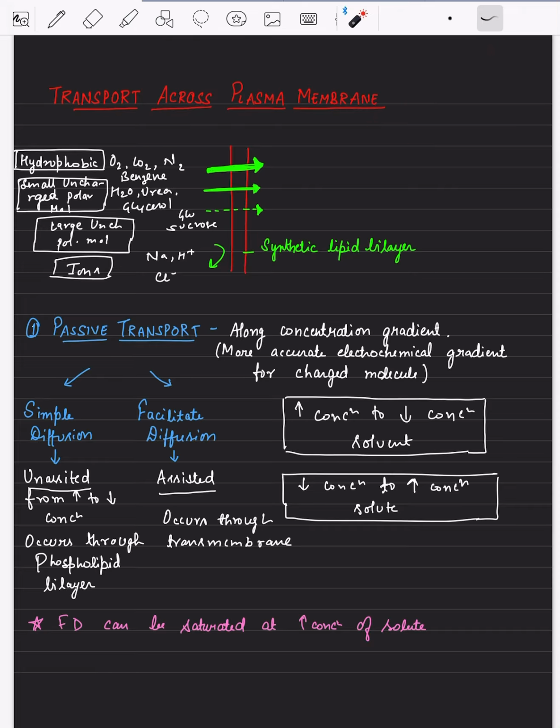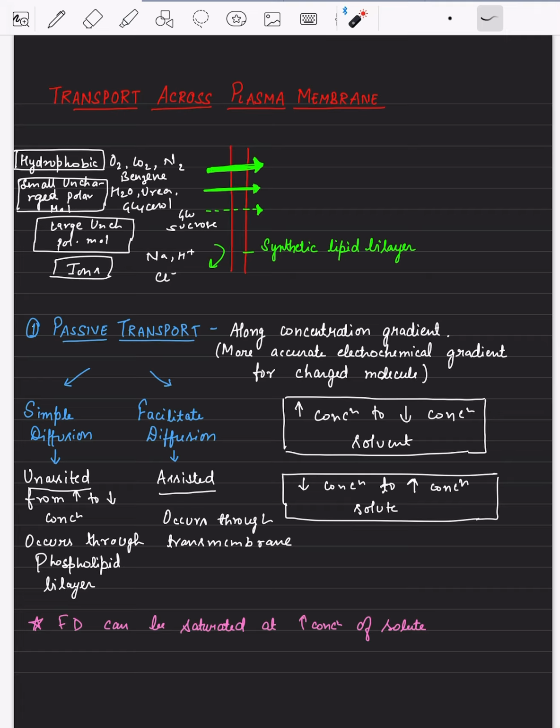So you can just see here, in the previous class we discussed that the plasma membrane is a bilayer of phospholipid. So you can just see here the hydrophobic molecules like oxygen, CO2, nitrogen, benzene, all these will be easily passed through the membrane. In this green, you can see the difference in the thickness of these arrows. This is to tell you that these can easily pass. The one that can easily pass is shown with the thick arrow.